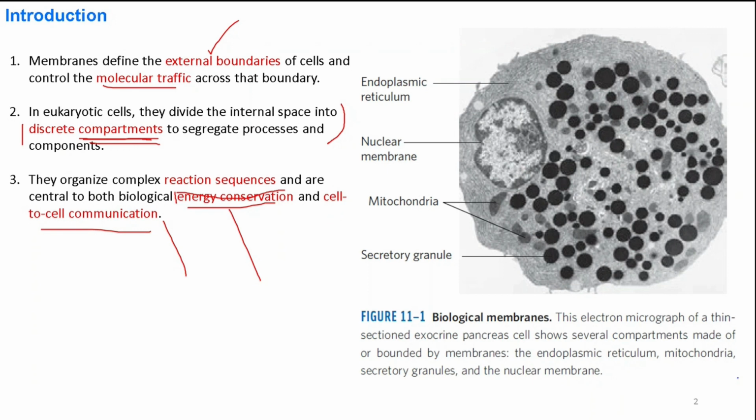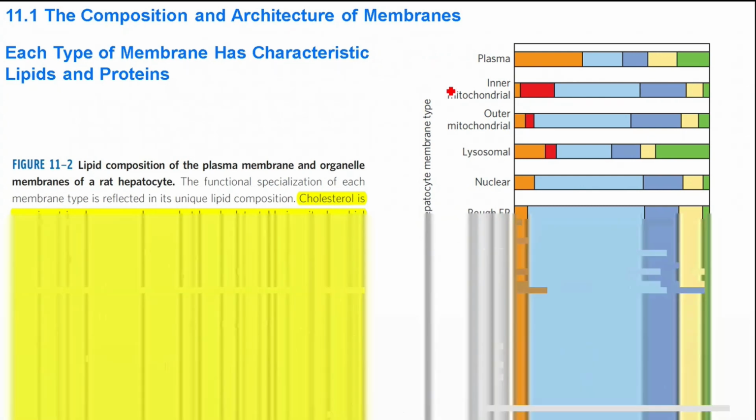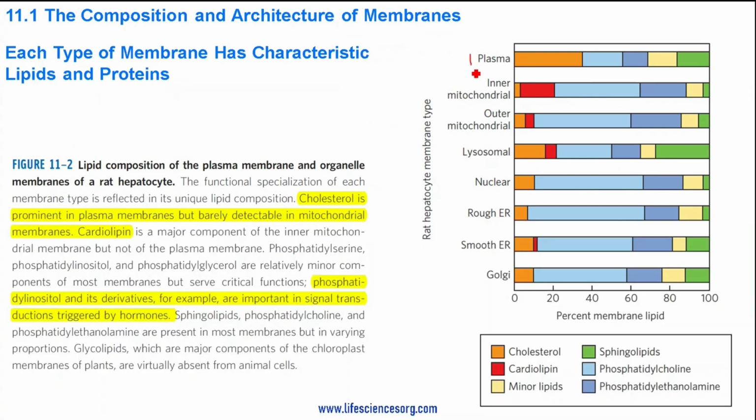Okay. Once again, we are here. So we are going to first of all see the composition of the different biological membranes. For example, the plasma membrane contains the highest percentage of cholesterol, and we can see that much proportion of phosphatidylcholine is present in the plasma membrane. And the inner mitochondrial membrane has the highest concentration of cardiolipin, and phosphatidylethanolamine is present in that much proportion in the inner mitochondrial membrane.